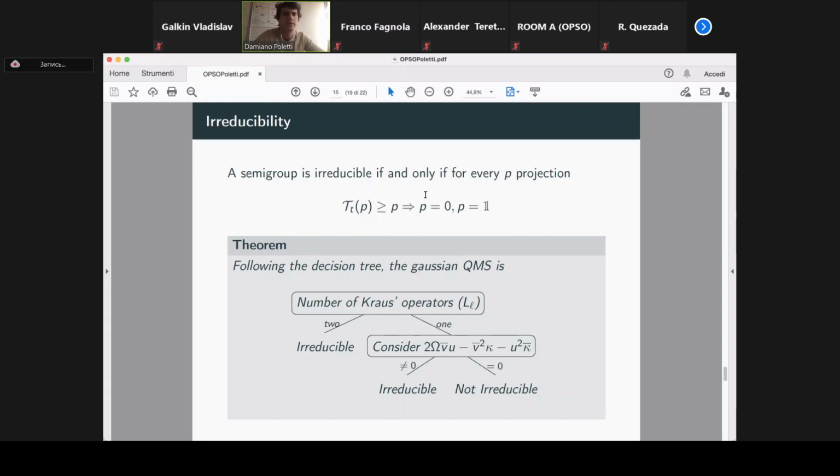And the main result on irreducibility comes from this decision tree, meaning that you can follow the decision tree, answer these two questions, and find out whether your Gaussian semigroup is irreducible or not. Again, this result is really compact, really nice, but where does it come from? Again, we can provide some intuition on why this is true, and what to do in order to do so.